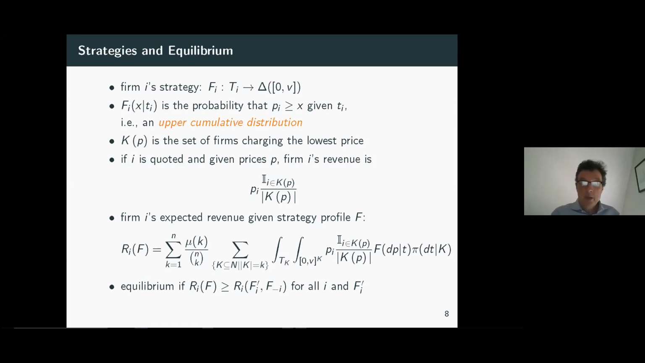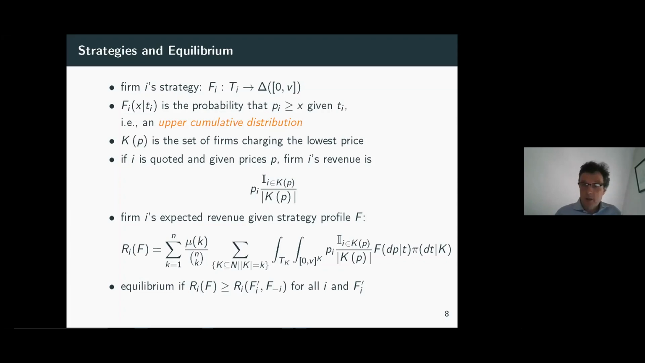That is, for every signal, a firm chooses a price or possibly a distribution of prices. And today, we are always going to think about the upper cumulative distribution rather than the distribution, as this will help us visualize a lot of the results. Think about Fi as simply the probability that firm i will offer a price that is larger than x, given the private information it has. And with this, we can then describe who is the winner, namely one of the firms that is quoted and that charges the lowest price, and we can identify the expected revenue.